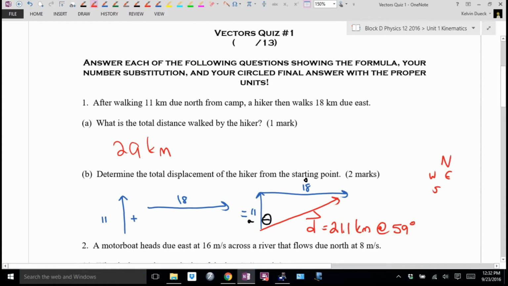What of what? North of south, east of west, what of what? I think that is east of north. I would also accept 90 take away 59, 31 degrees north of east. For 2 marks, I would give you 1 mark for the magnitude, a half mark for the theta, and a half mark for the what of what.